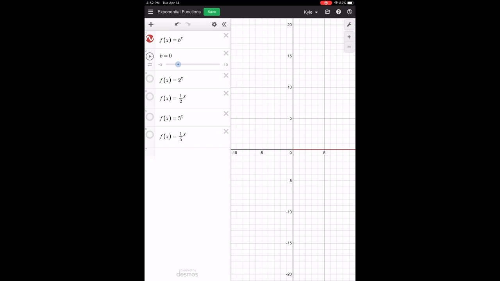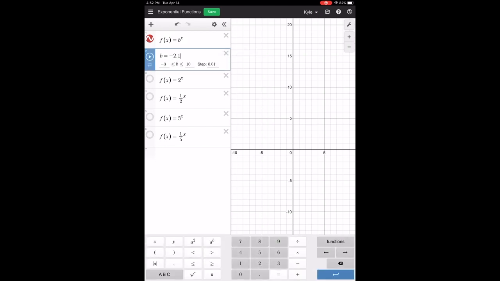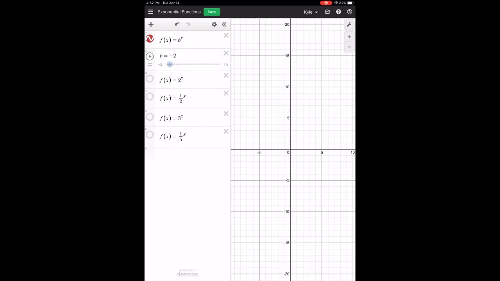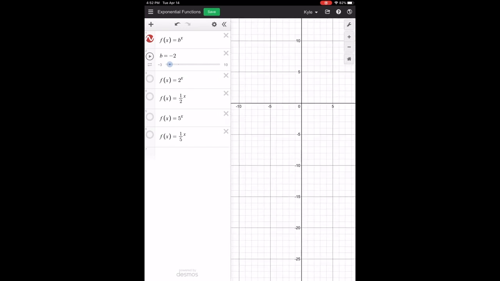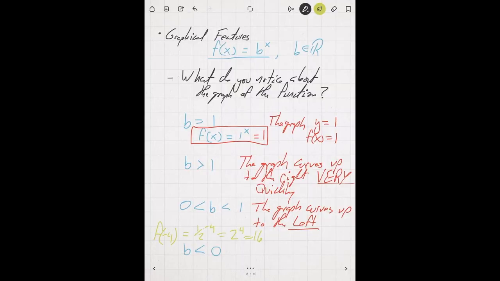Now, the other weird case is, what happens when b is a negative number? Like, let's set it to be a -2. So b is a -2. All right, close enough. Now, when it's set to -2, I don't have a graph here. For any negative number, I can't see what's going on. It's not graphing. So why is that?